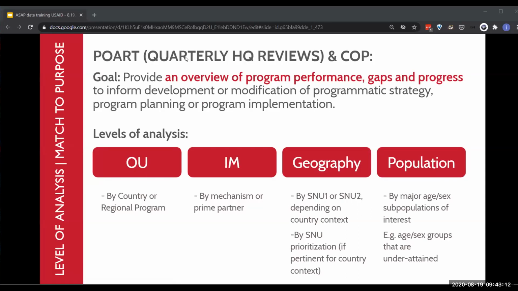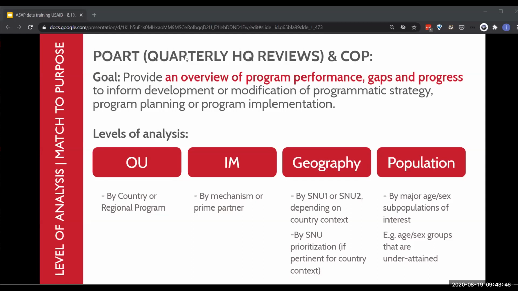So the two things we're going to mention briefly are PORT and COP. PORT is a quarterly review, which if you have not heard about already, you most certainly will, because this is basically where the PEPFAR team in country presents to headquarters. So this is the USAID, CDC, DOD, HRSA, Peace Corps, et cetera, all get together and work on a quarterly presentation. Now, we talk a little bit about level of analysis, and this is an important concept in the way that we do our work.